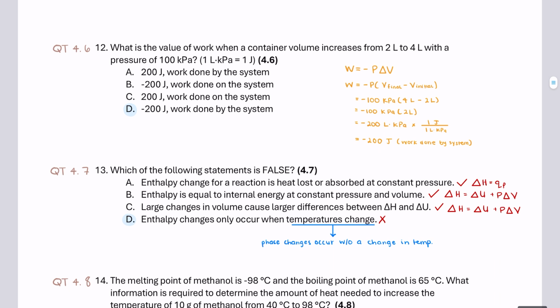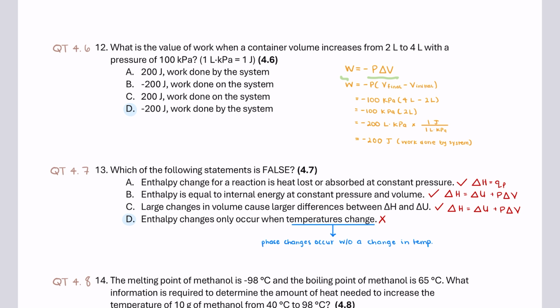Problem 12 says, what is the value of work when a container volume increases from 2 liters to 4 liters with a pressure of 100 kilopascals? Let's start by writing down the formula for pressure volume work. Work equals negative pressure times change in volume.